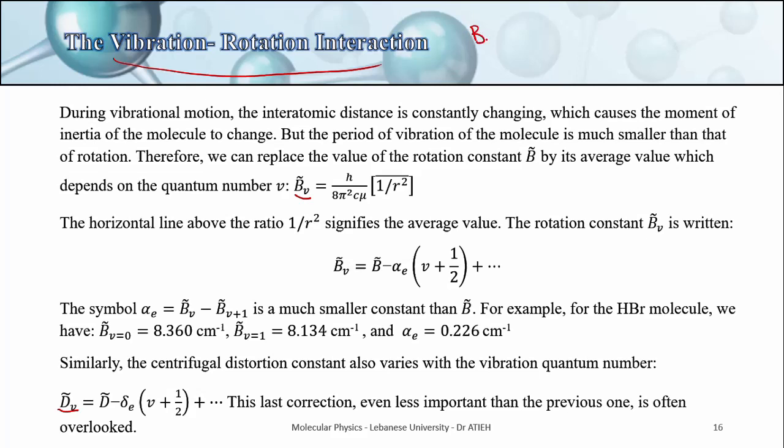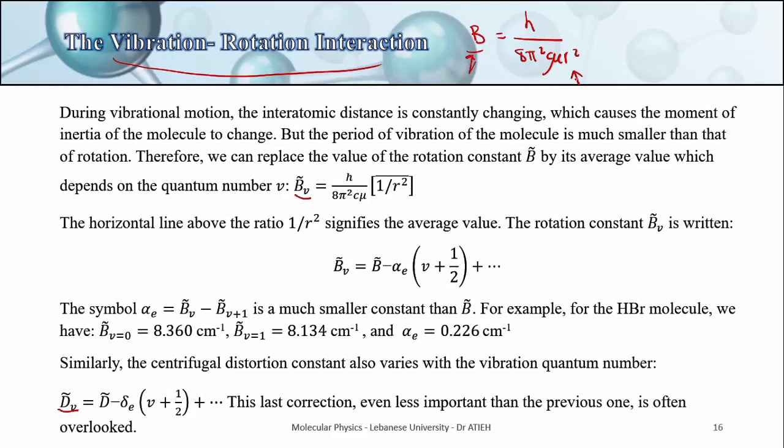We all know that B is equal to h over 8 pi squared c mu R squared. B is the rotational constant. B depends on R. It's inversely proportional to R squared. That means when R changes, when the interatomic distance changes, B will change. We know that our molecule is vibrating and rotating at the same time. It has a rotational constant because it is rotating, and R is also changing because it is vibrating. So what to do in this case?